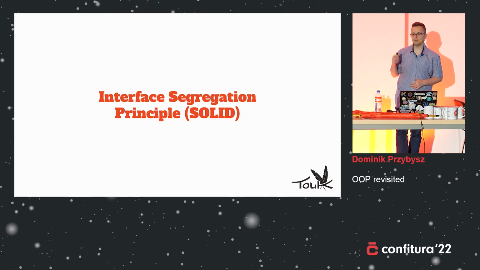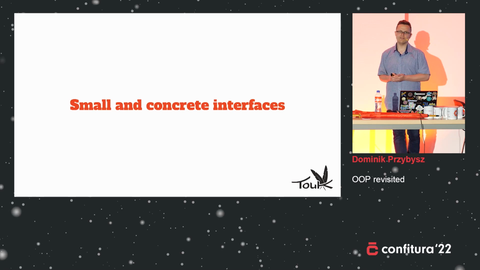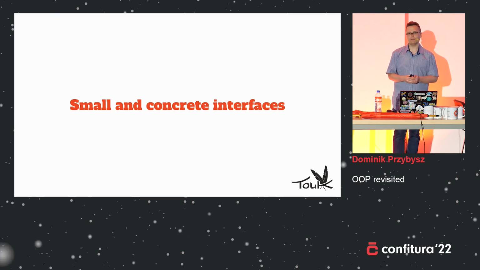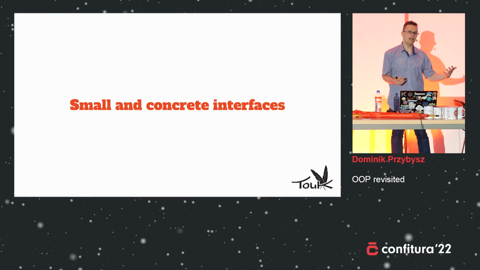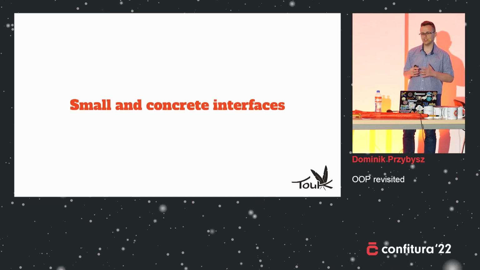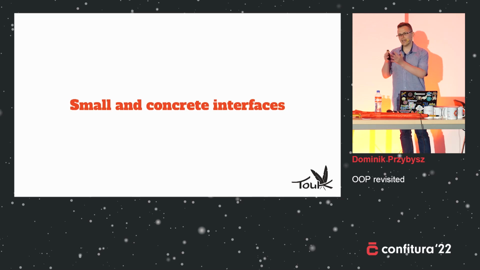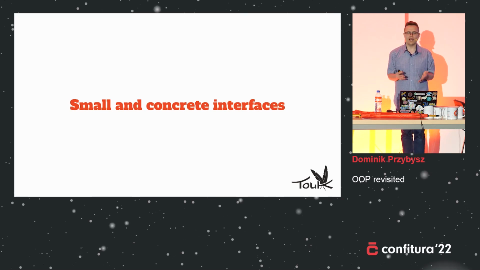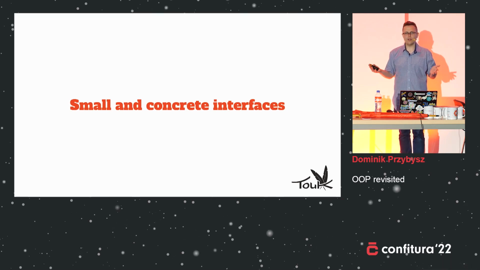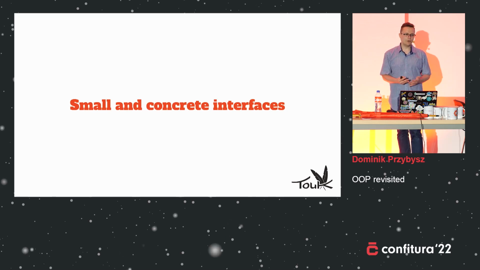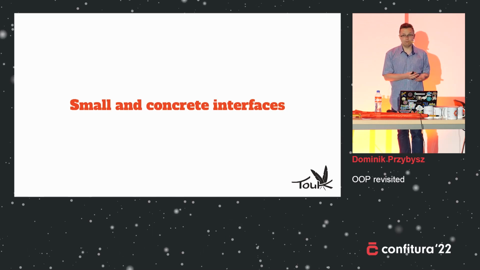This principle is about creating small and concrete interfaces, and it's better to have several interfaces with 1, 2, maybe 3 methods, which express the abstraction that we have created in a proper way, than having one big interface with, I don't know, 20, 30 methods, because there will always be someone who will implement them in an unexpected way.